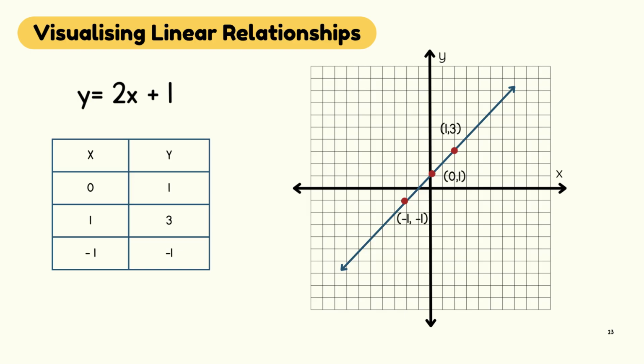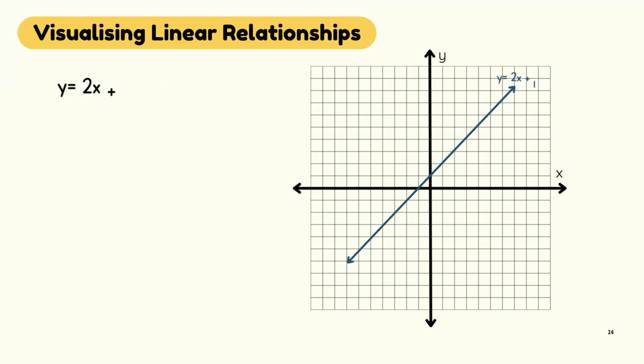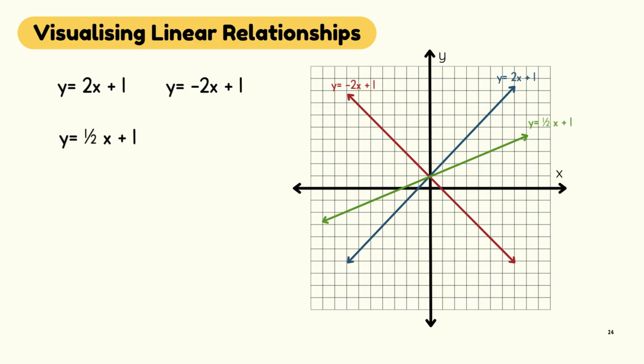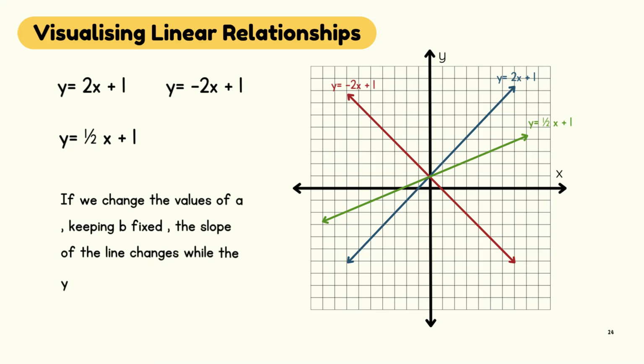Now let us see what happens if we change the values of a and keep b constant. So I can take y is equal to 2x plus 1, and we have y is equal to minus 2x plus 1, where I've changed the value of a. And I can take y is equal to half x plus 1. I have again changed the value of a. And if I plot all these three lines on the graph, it will look something like this. And we can see that if we change the values of a, keeping b fixed, the slope of the line changes while the y-intercept remains fixed.